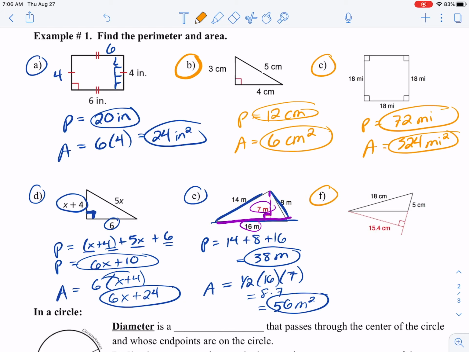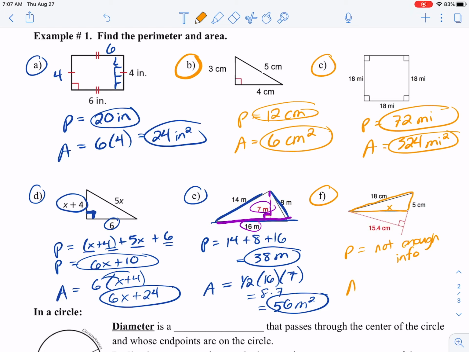Last one, F. Give F a try. Find the perimeter and area. Okay, for perimeter, there's actually not enough information because this is your triangle, you're missing this side length here, x. And there's no way we can find that side length, so for perimeter, you could just say not enough information.